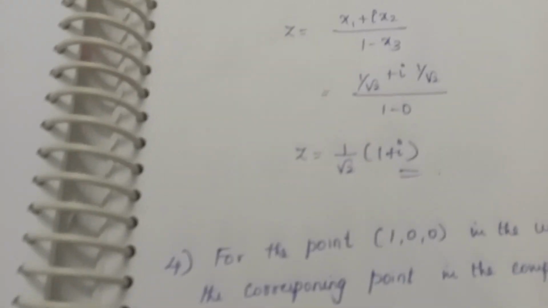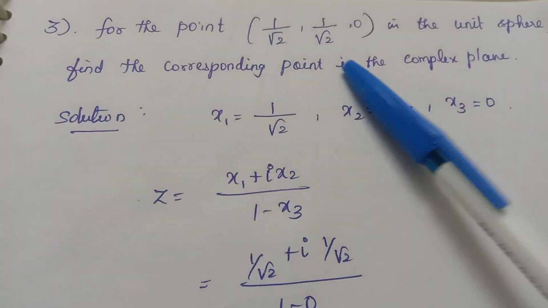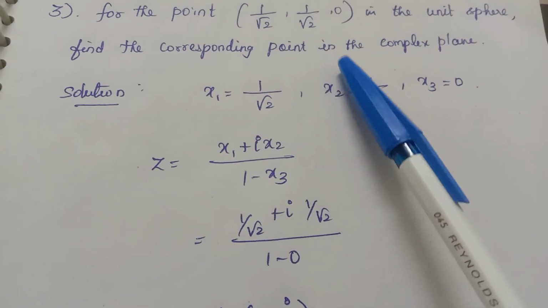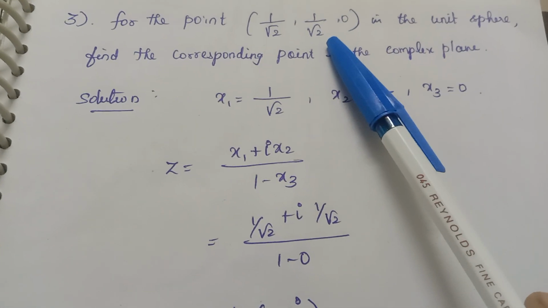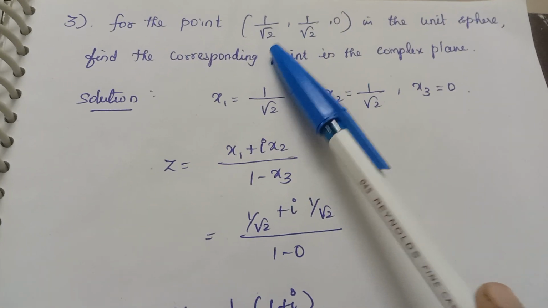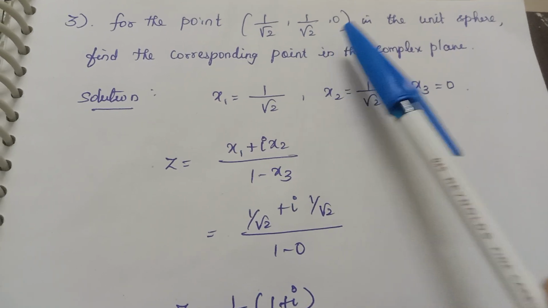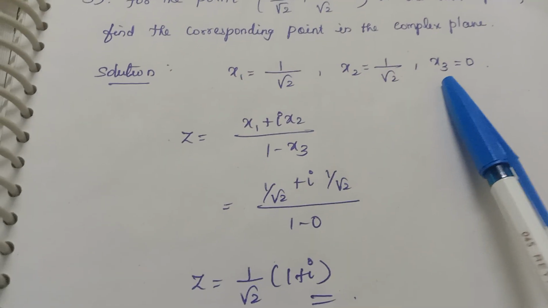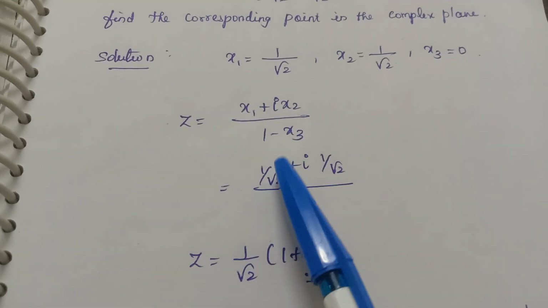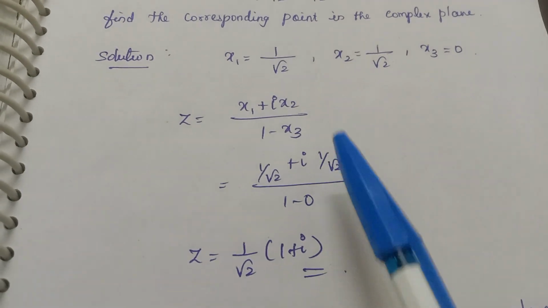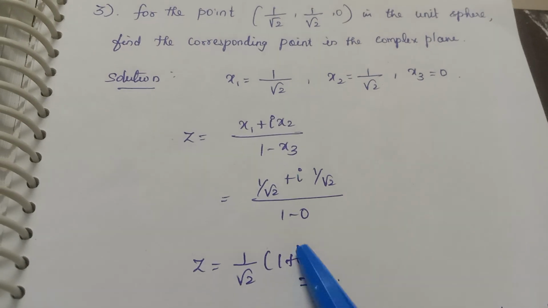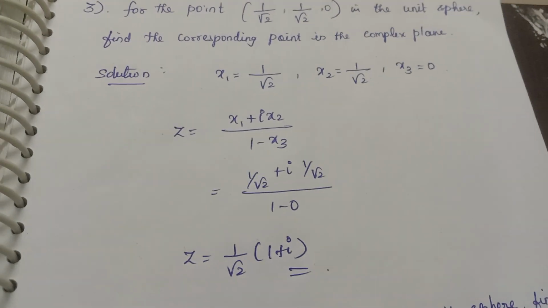Let's see one more problem. For the point (1/√2, 1/√2, 0) on the unit sphere, find the corresponding point in the plane. So a point on the sphere is given, and you have to find the corresponding point in the complex plane. Here x1 is 1/√2, x2 is 1/√2 and x3 is 0. What is z? z is given by (x1 + i x2)/(1 − x3). So (1/√2 + i/√2)/(1 − 0), which is (1/√2)(1 + i). So this point in the plane is mapped to (1/√2, 1/√2, 0) on the sphere.